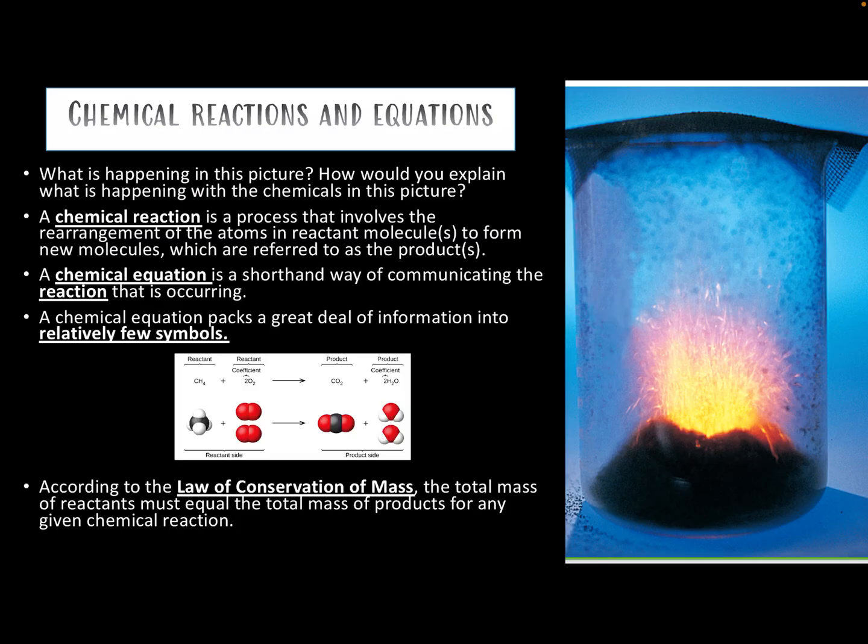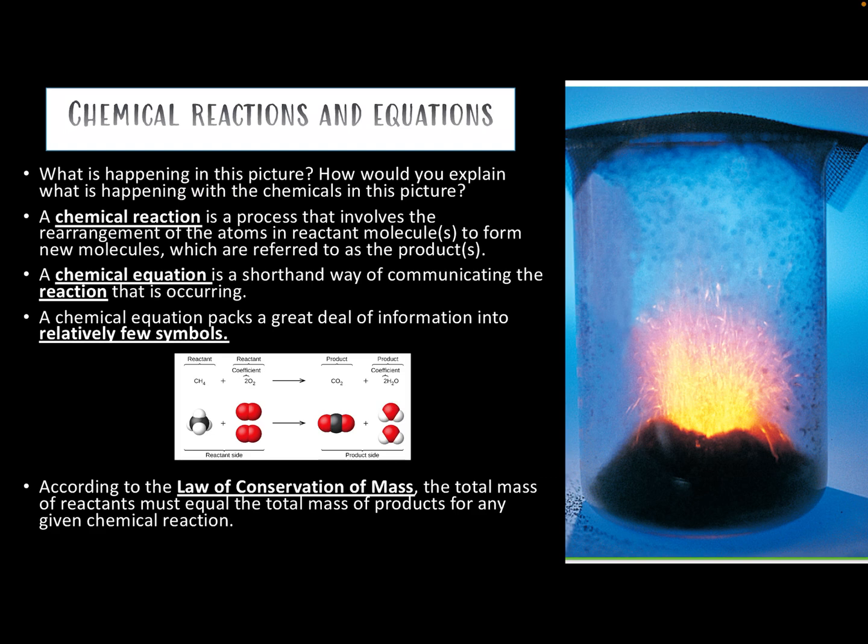So, chemical reactions and equations. What is happening in this picture? How would you explain what is happening with the chemicals in this picture? A chemical reaction is a process that involves the rearrangement of the atoms in reactant molecules to form new molecules, which are referred to as products. A chemical equation is a shorthand way of communicating the reaction that is occurring. A chemical equation packs a great deal of information into relatively few symbols.